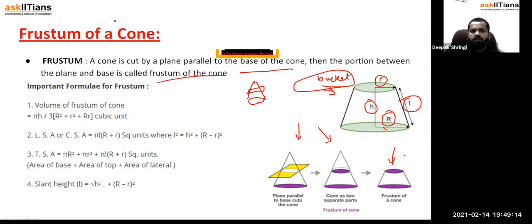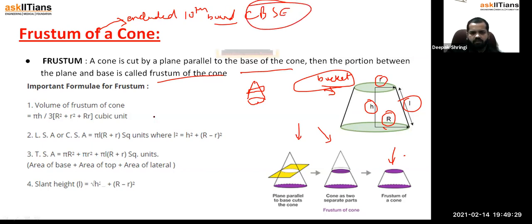Right? Let me tell you that the frustum of a cone is excluded from your 10th board. It will not come according to the CBSE rule. Okay, it is excluded. But you should know it, you should study it, right? It will come in your Olympiads or your further studies also.